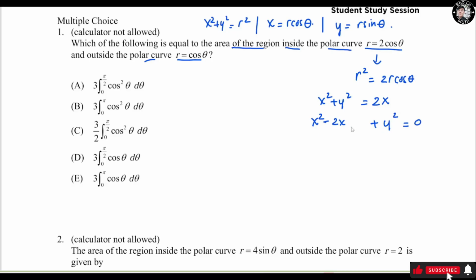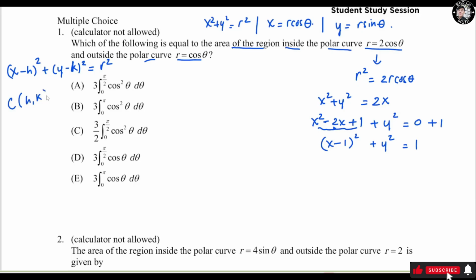Now I need to complete the square, right? So I'm going to take the 2 right here, the middle term, divide by 2 and square, it's going to be 1. So I'm going to add 1 to both sides, right? So the first 3 terms right here are going to be a perfect square, so (x minus 1) squared plus y squared equals 1. Now remember the circle equation is (x minus h) squared plus (y minus k) squared equals r squared, right? The center is going to be (h, k). The radius equals the square root of the number on the right-hand side, which means r squared right here, right? So this one has the center (1, 0), and the radius is the square root of 1, which means 1, right?